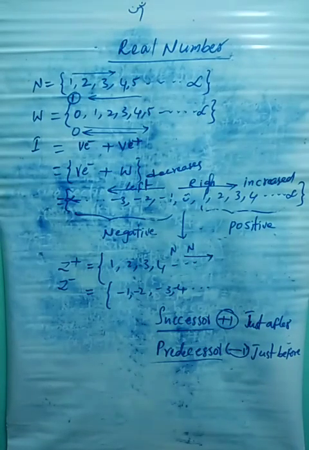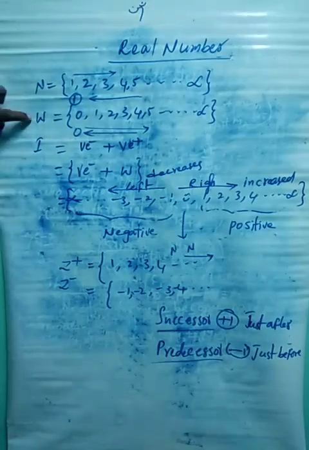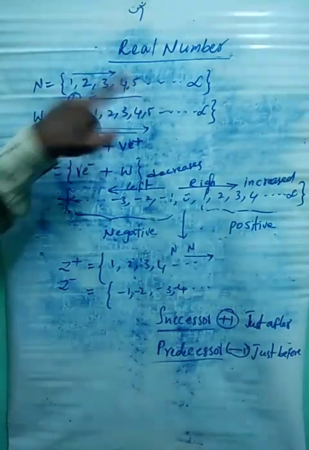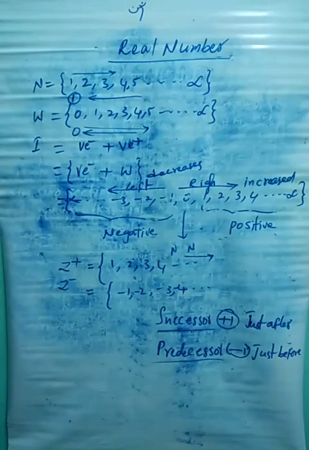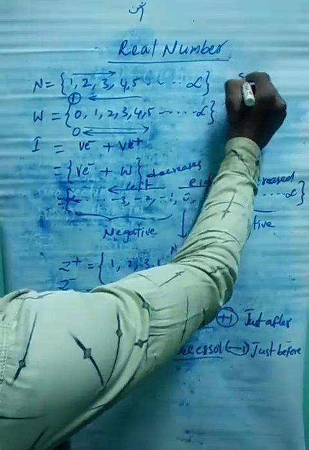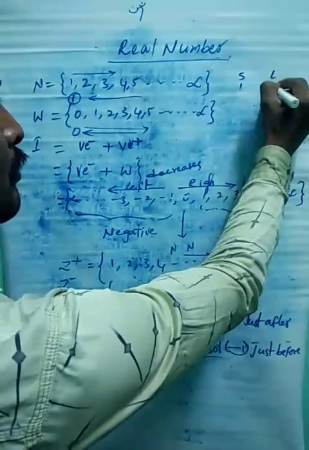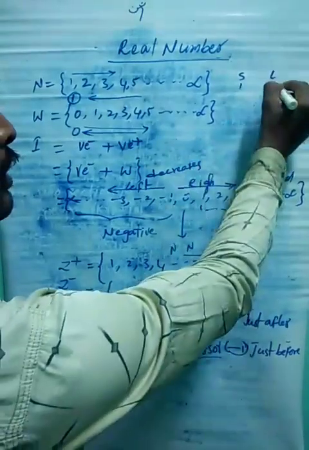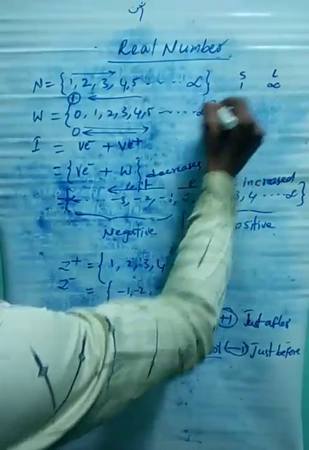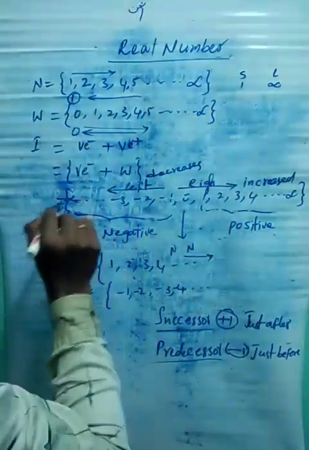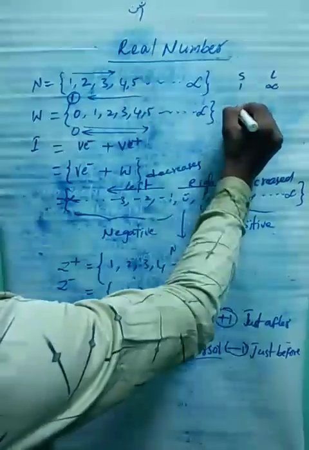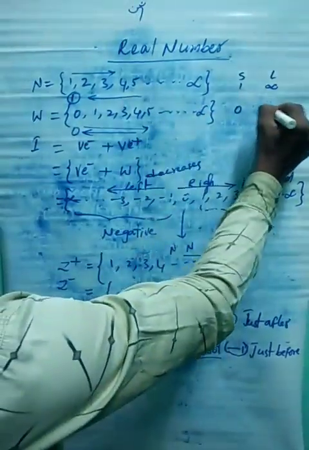So this is some small information about natural numbers, whole numbers and integers. Also, here are the key points. Every natural number has a successor and a predecessor, and the smallest natural number is 1. The largest natural number is not defined. In the same way, every whole number has a successor and a predecessor except 0, and the smallest whole number is 0. The largest whole number is not defined.